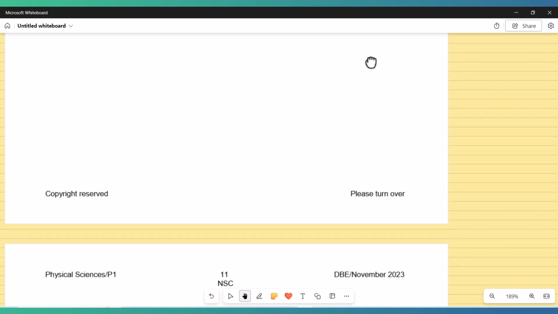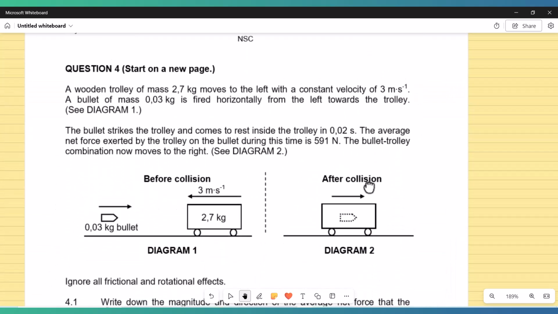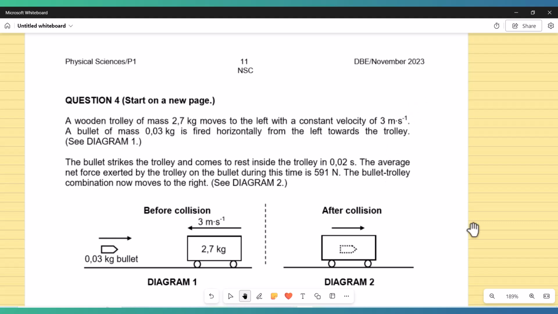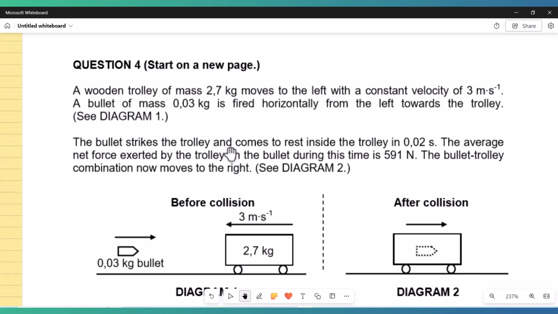However, I think we are moving on to the next question. Question 4: the E due to charge Q1, the E due to charge Q2, divided by the distance squared. They say here that a wooden trolley of mass 2.7 kg moves to the left with a constant velocity of 3 meters per second. A bullet of mass 0.03 kg is fired horizontally from the left toward the trolley.